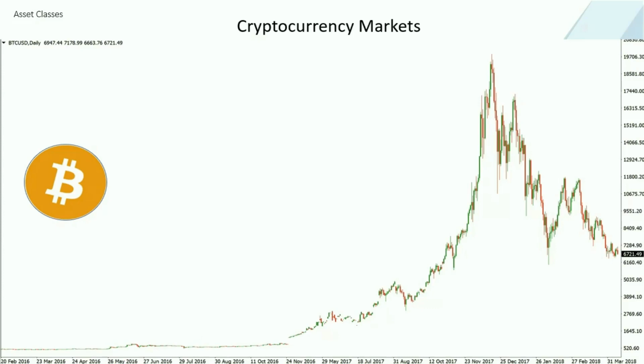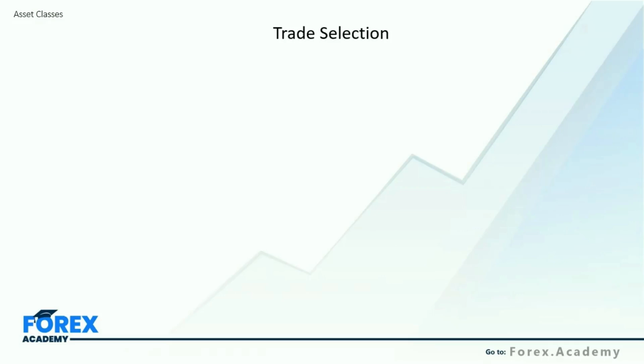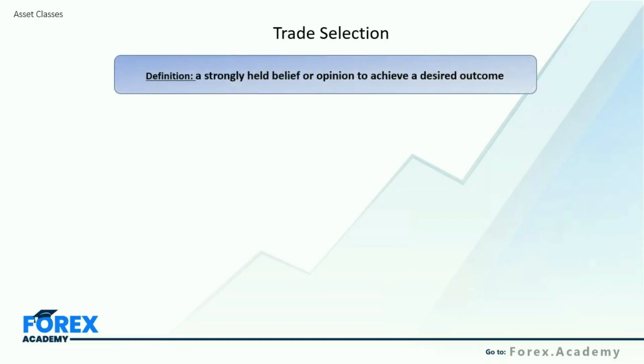So that's a review of the six major tradable asset classes for us as traders. So just to discuss a couple of points around that, what we have is trade selection as well. So we have all of these markets that we can trade, but really what trade should we be looking to get into? And a definition of trade selection is a strongly held belief or opinion to achieve a desired outcome.